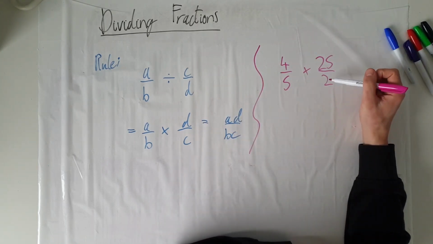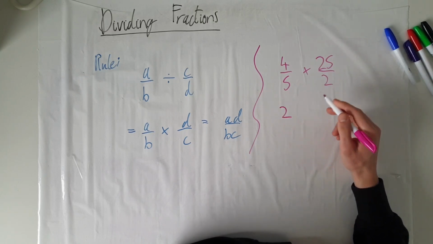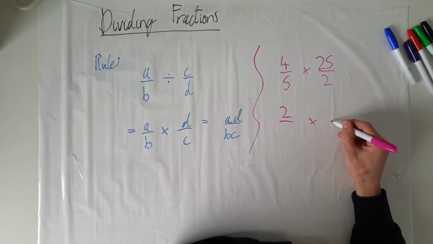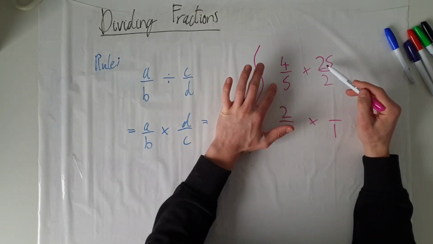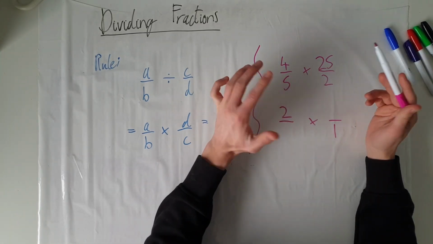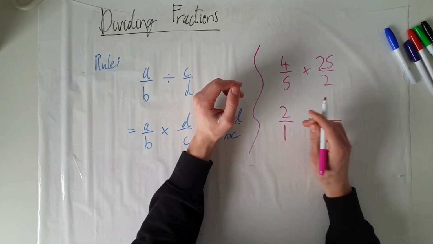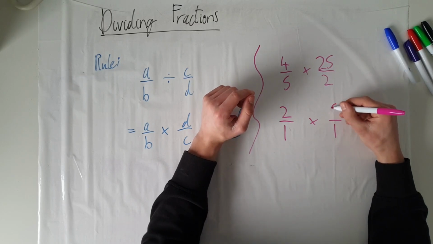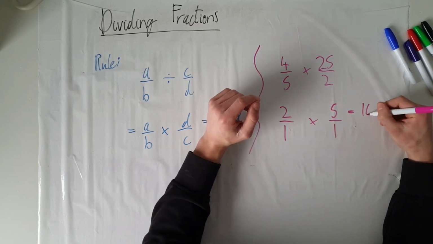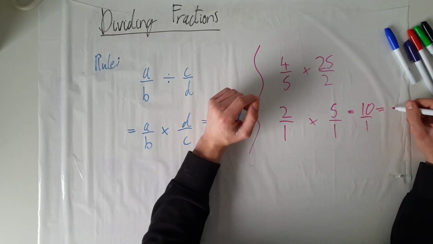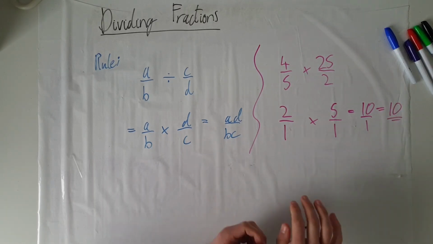So 4 and 2, a common factor is 2. 2 goes into 4 twice, and then 2 goes into 2 once. Here, 5 and 25, we know a common factor is 5. 5 goes into 5 once, and then 5 goes into 25 5 times. And now all we have to do, top and top, bottom and bottom, gives us 10 over 1, which we know is just 10, because 10 divided by 1 is obviously just 10.